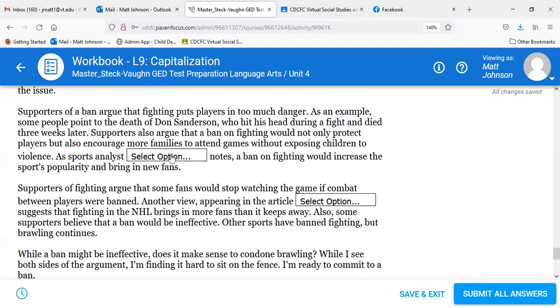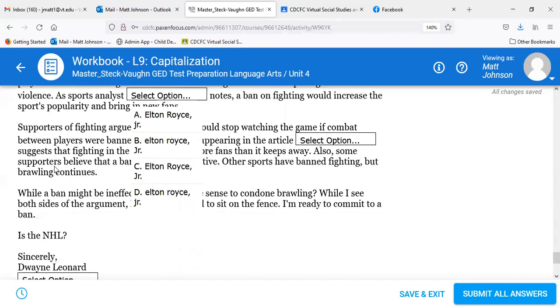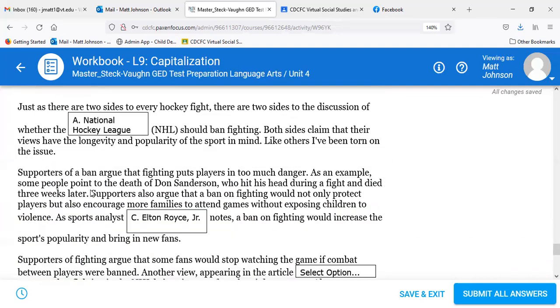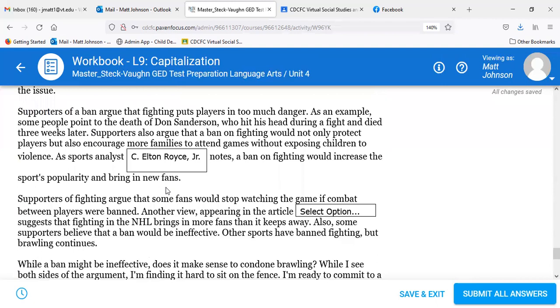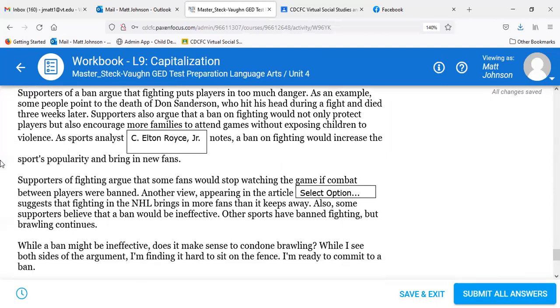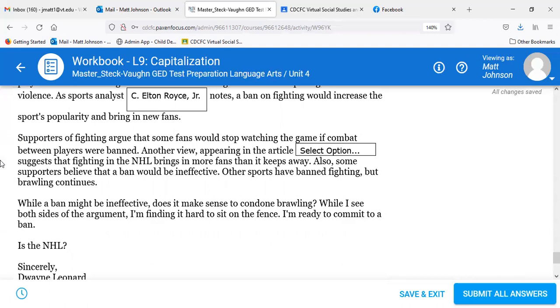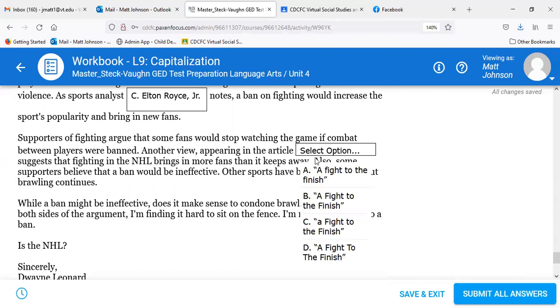A sports analyst, Elton Royce Jr. C. Yep. Elton Royce Jr., just like Dr. Martin Luther King Jr., all of that's going to be capitalized. Elton Royce Jr. notes a ban on fighting would increase the sport's popularity and bring in new fans. Supporters of fighting argue that some fans would stop watching the game if combat between players were banned. Another view appearing in the article, A Fight to the Finish.